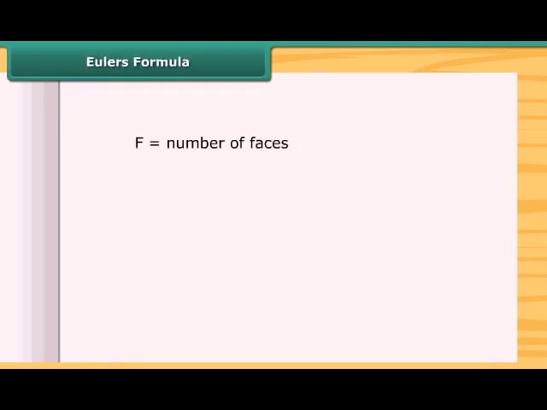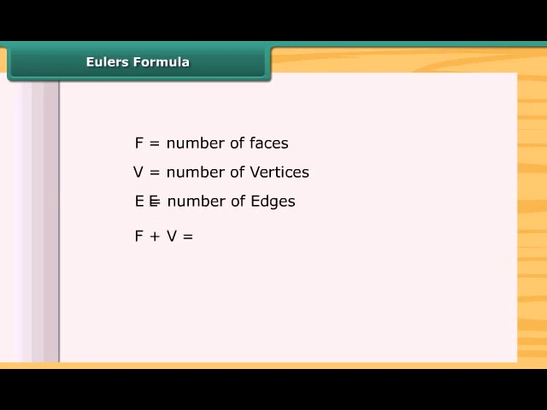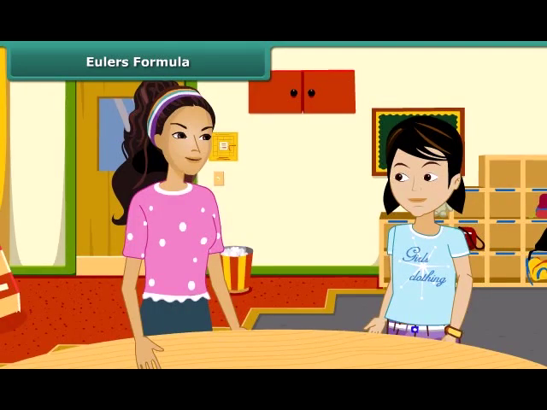If F stands for the number of faces, V stands for the number of vertices, and E stands for the number of edges, then Euler's formula is F + V = E + 2. That is, F + V - E = 2. This formula is true for any polyhedron. If the number of vertices and the number of edges of a polyhedron is given, then we can find the number of faces of that polyhedron using Euler's formula.